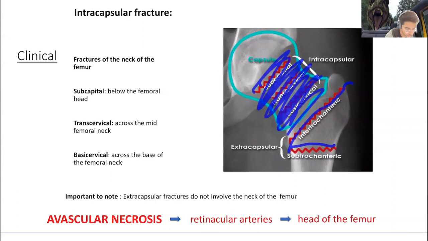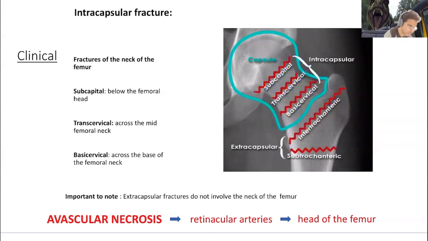That's with the lower portions. Anything with the subcapital, cervical, and then basicervical, those tend to be bad, right? Avascular necrosis, the retinacular arteries, and the head of the femur can get disrupted.